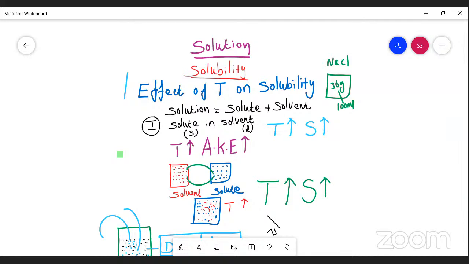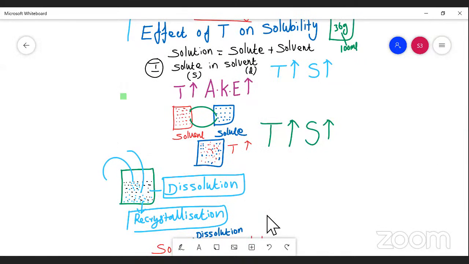We need to explain how the solubility increases in this system. Here, the solute is solid and the solvent is liquid. When the temperature increases, the average kinetic energies of solute and solvent increase. As a result, the force of attraction, the bonding between the solute molecules and solvent molecules, is broken. The solute molecules are made free and the solvent molecules also become free, so they combine very easily and mingle with each other. As a result, when the temperature increases, solubility increases.